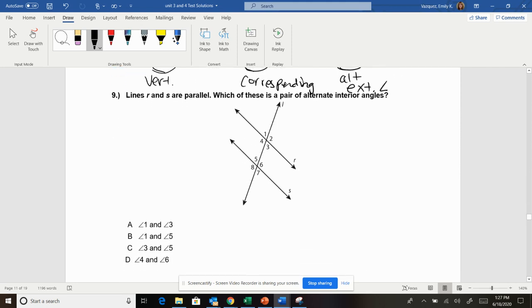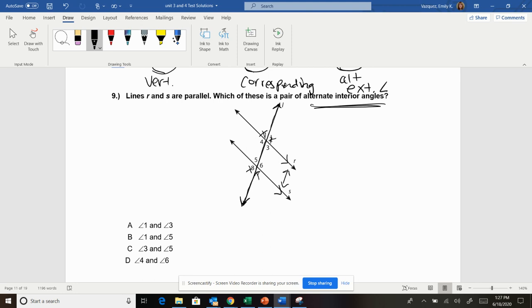Okay, next one, lines R and S are parallel. So I'm going to go ahead and indicate that on my drawing. Which of these is a pair of alternate interior angles? Make sure you guys know all of those definitions: alternate interior, alternate exterior, corresponding, vertical, and any of those other ones. I have them all labeled as part of your vocab. Alternate interior means in between these two. So I cannot pick 7, 8, 2, or 1. Those are all exterior angles. Alternate means I need to hop over my transversal line. Transversal is this one right here, the one splitting it in half.